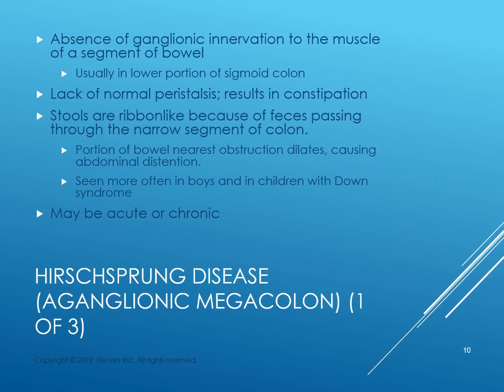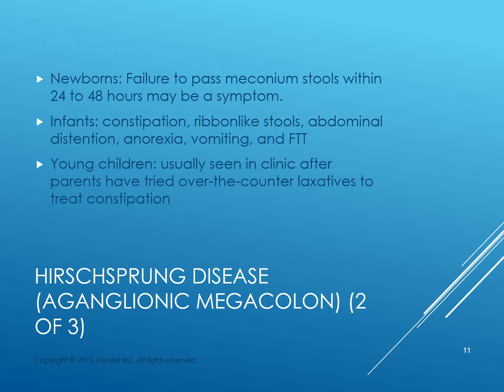Hirschsprung's disease, or aganglionic megacolon, occurs when there is an absence of ganglionic innervation to the muscle of a segment of the bowel. There is a lack of normal peristalsis, resulting in chronic constipation. In the infant, constipation, ribbon-like stools, abdominal distension, anorexia, vomiting, and failure to thrive may be evident.